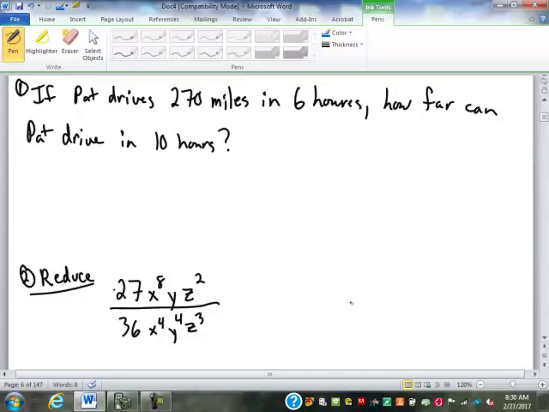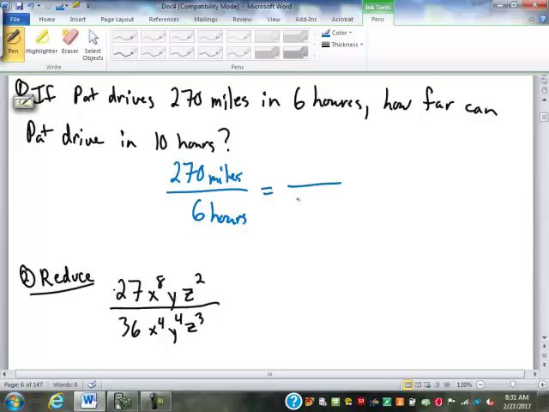Okay, so our first one up here is just a ratio and proportion problem. Actually, it's a rate and proportion problem. We have Pat who drives 270 miles in 6 hours. It doesn't matter which one we put on top, but typically we put miles on top of hours. So we end up with a rate here of 270 miles in 6 hours. Now, if we were just looking for a rate, we would divide that out by 6 and get a unit rate. But since we're actually looking to apply it to another situation, we can just put it in a proportion.